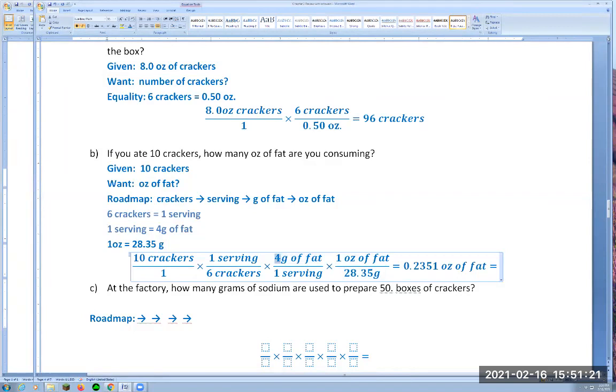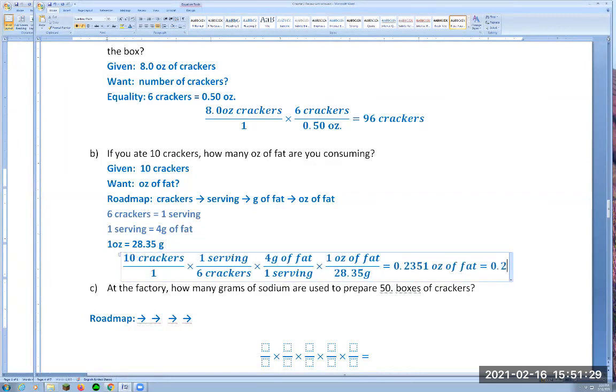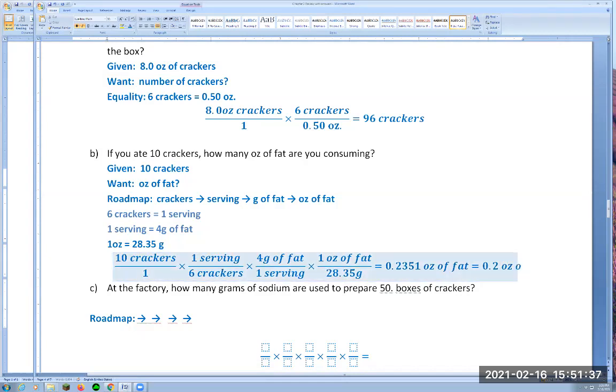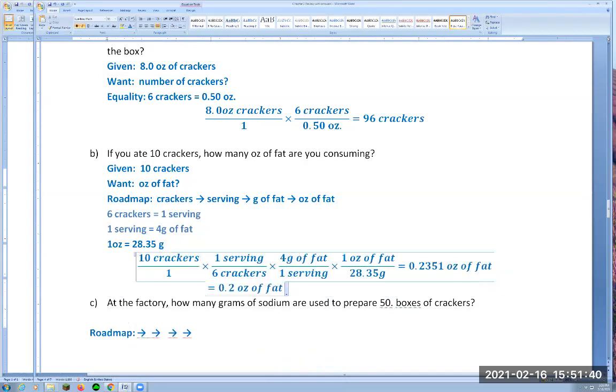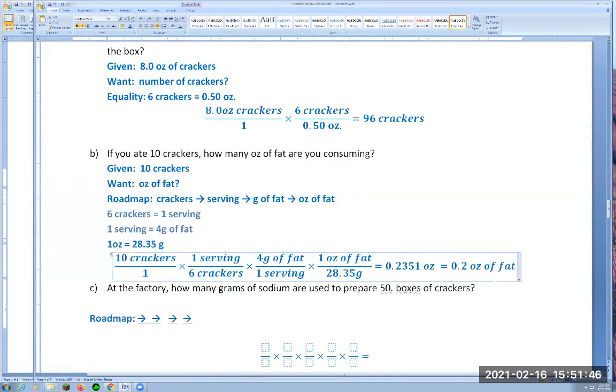So the limiting number of sig figs comes from the 4 grams of fat, and it's only 1 sig fig. So we need to keep it only to 1 sig fig. So it's going to be 0.2 because what comes after the 2 is a 3. So you round down to a 2, and that's ounces of fat. So let me try to put this all in one line like this. So that's the answer to question B.